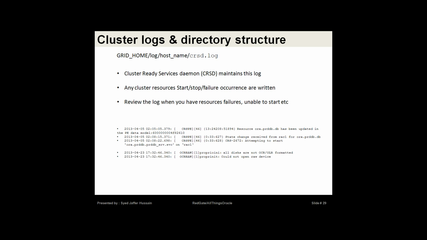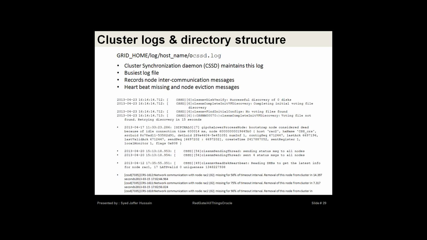The other one, and very important, is OCSSD. It is managed and maintained by the cluster synchronization daemon process, and this is one of the busiest log files. You see every second it's being updated, and it writes quite a lot of important and critical information, like the intercommunication messages that it sends and pinging between the nodes. You can see a variety of messages, like in case the cluster synchronization service does not start up, this is the file to review. In the coming slides, I'm going to explain when we discuss the cluster startup issues.